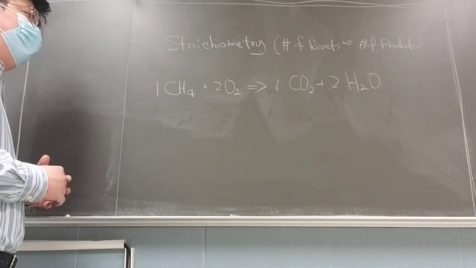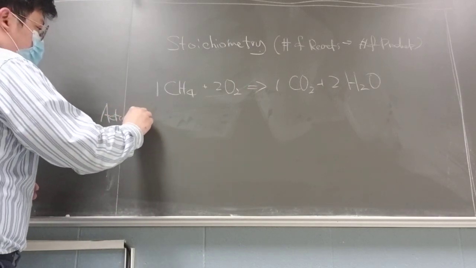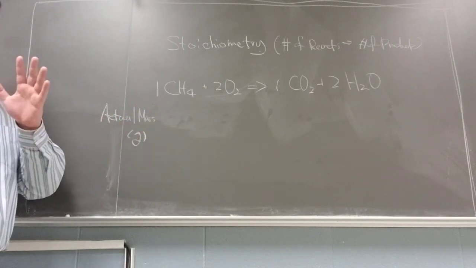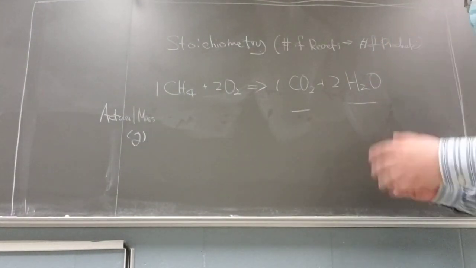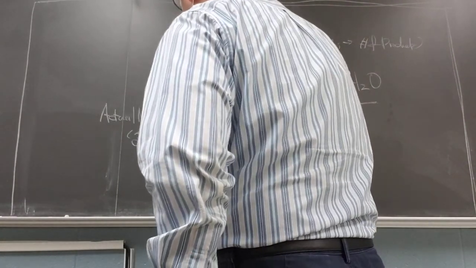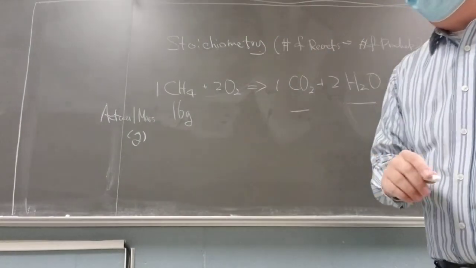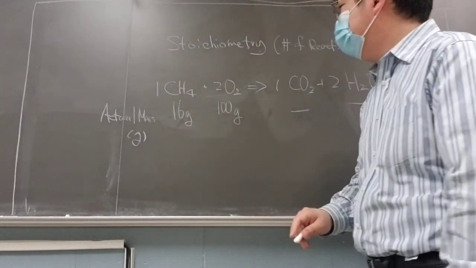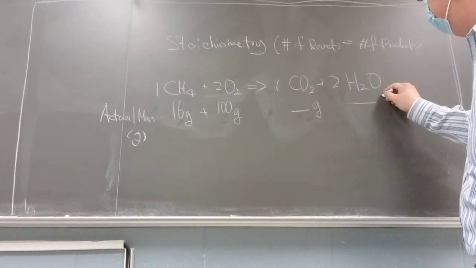So if that is the case, now we want to talk about if we have an actual mass in grams of something, what we can do with it, how many grams of those two will be made during the chemical reaction. So maybe we can give them 16 grams of methane over here. And then we'll give maybe 100 grams of oxygen over here. And we're going to do the chemical reaction with these two and find out how many grams of these two will be made.